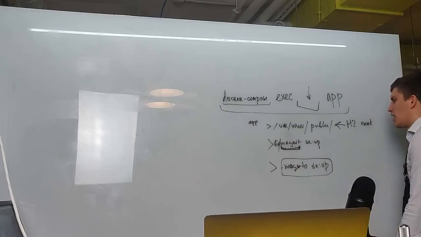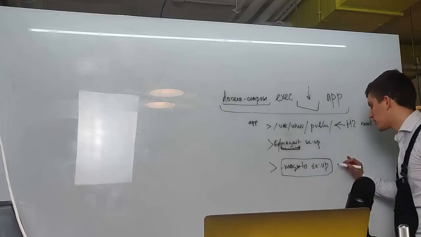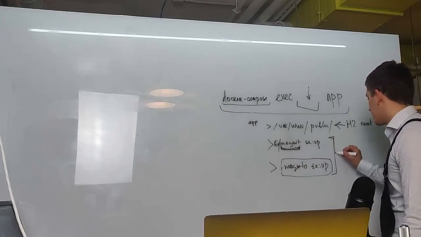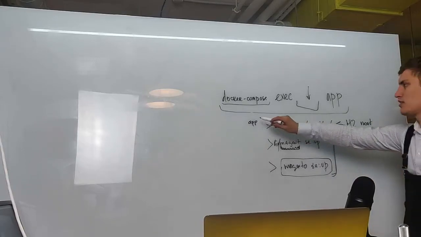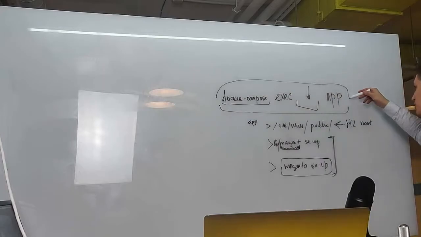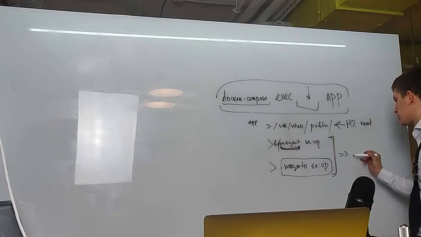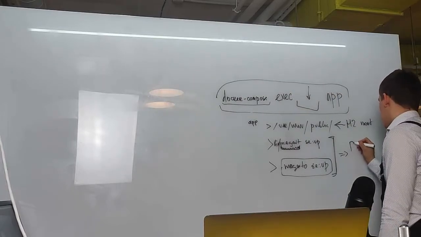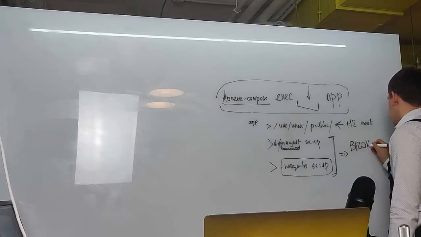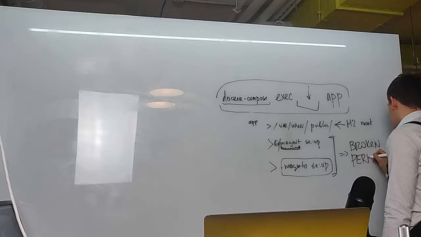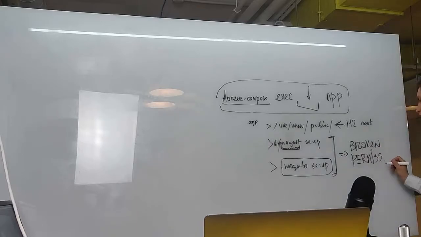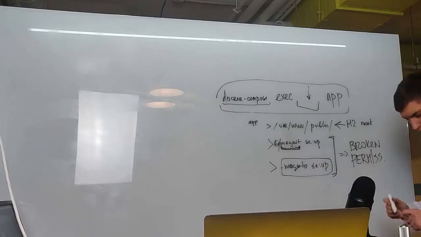But the biggest issue here will be that you will get a permission issue. If you run it using this command, you will get the permission issue. So this command, magento setup upgrade, will result in broken permissions. Why will it result in broken permissions?